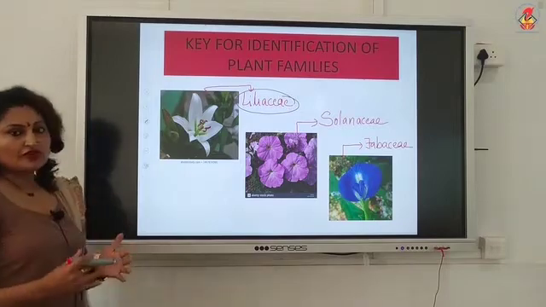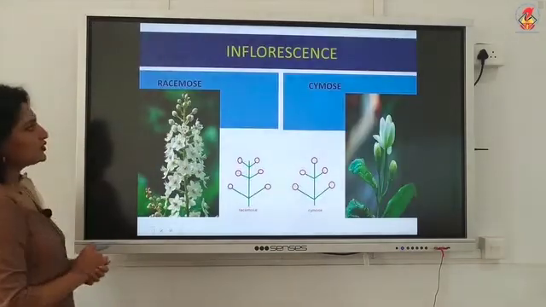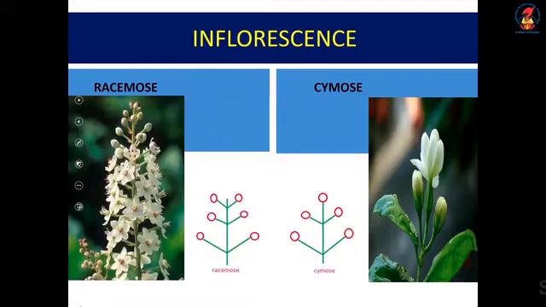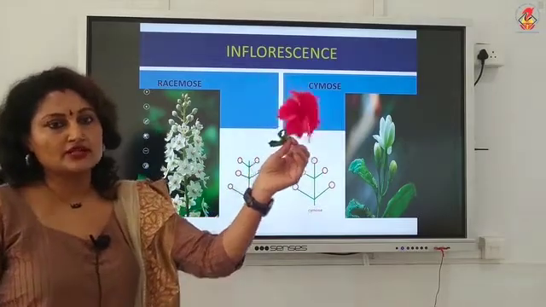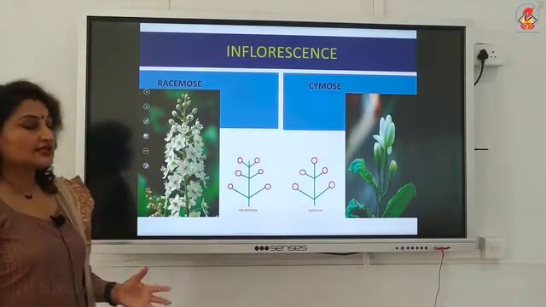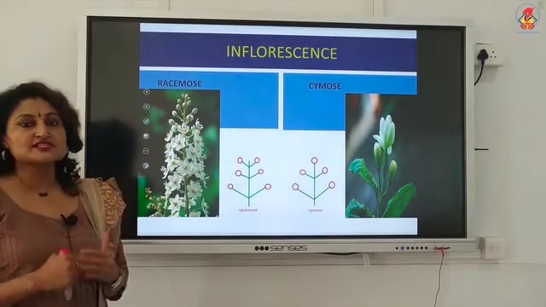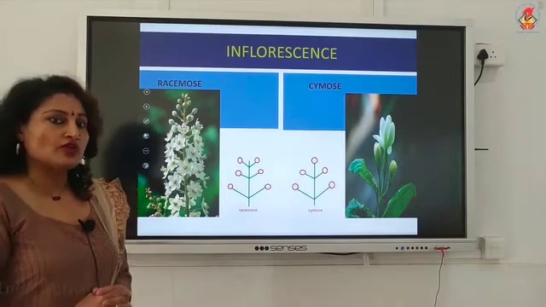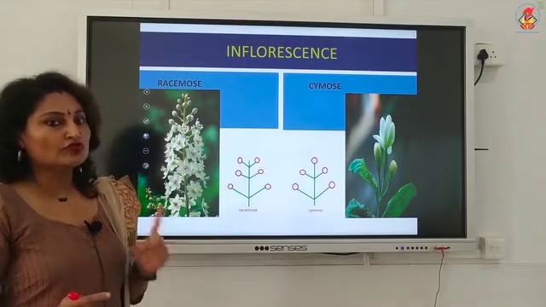So before starting off, we have to learn the basic structures of a flower. Flowers may occur singly on a plant, like say hibiscus. It occurs singly on the plant. See, it does not occur like a cluster or as a bunch. Whereas some flowers occur as a bunch or as a cluster. Such a cluster is known as inflorescence. So what is inflorescence? Technically, inflorescence is the arrangement of flowers on a floral axis. I repeat, inflorescence is the arrangement of flowers on a floral axis.